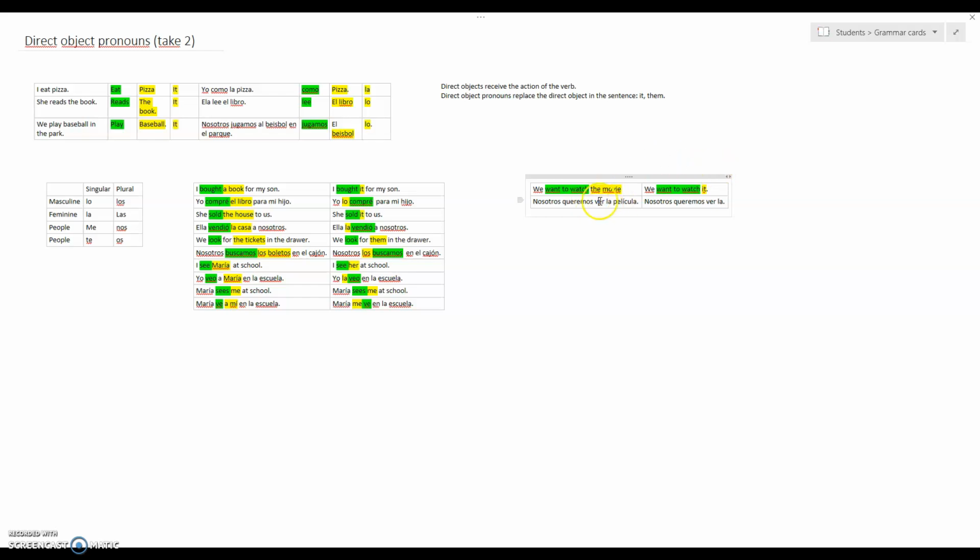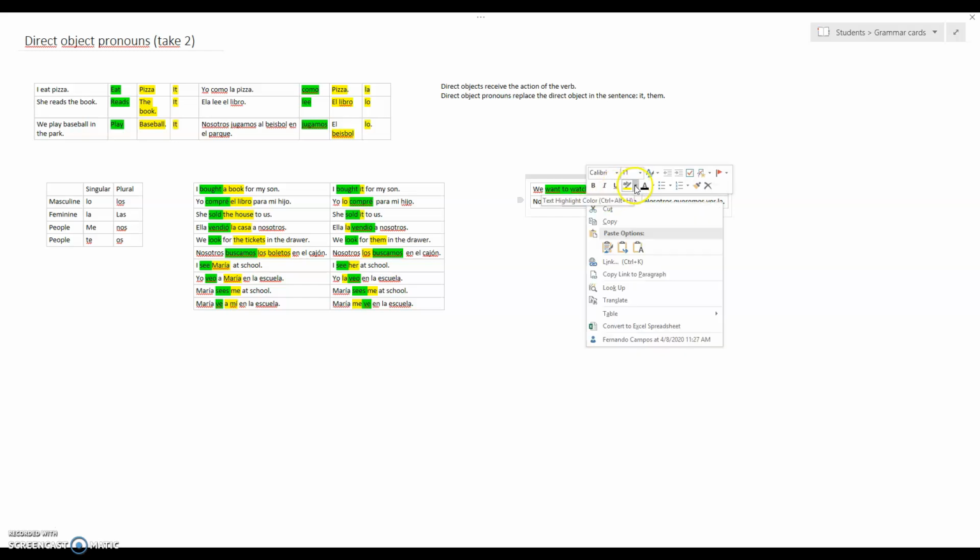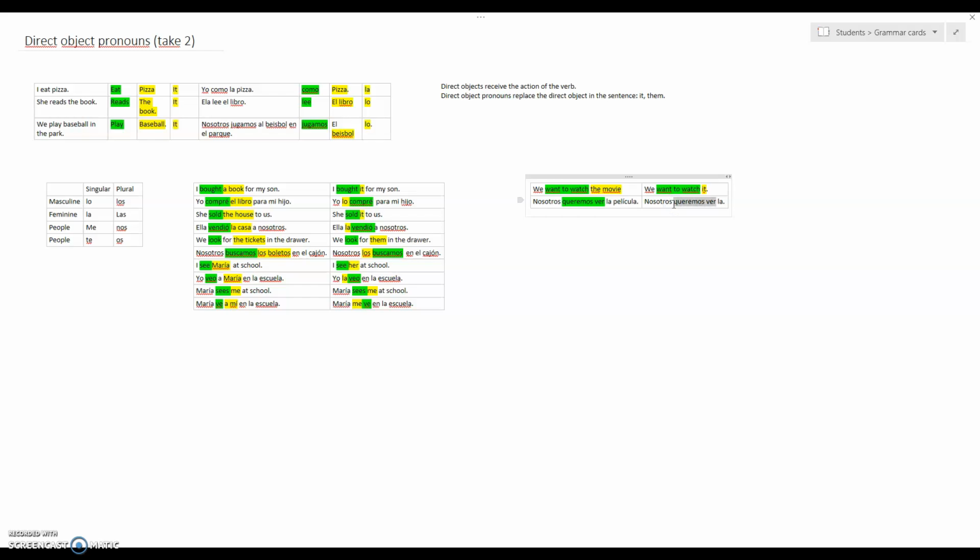Alright, so the verb here is a compound verb again, just like you had earlier with the English one. Queremos ver. So I'm gonna highlight that in green, just like with the English. And then I'm gonna highlight this one over here in green. What do I watch, or what do we want to watch? We want to watch the movie. That's the direct object here, so I'm going to put that in yellow. Amarillo, and then I'm going to put the direct object pronoun here in yellow also.